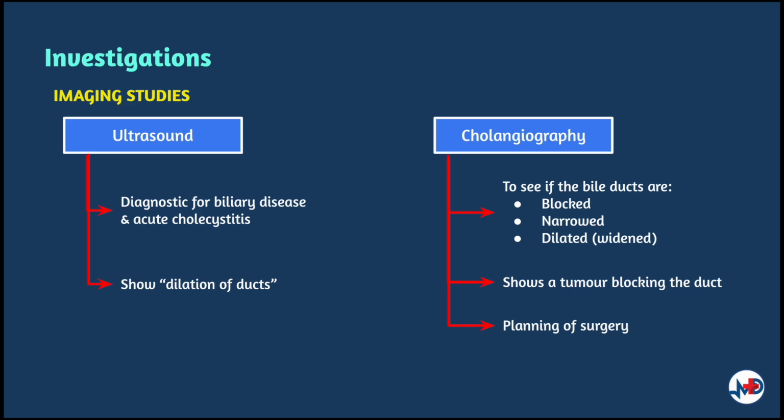You can also do a cholangiography. A cholangiogram is an imaging test that looks at the bile ducts to see if they are blocked, narrowed, or dilated. This can help show if someone might have a tumor that's blocking a duct. It can also be used to help plan a surgery. Other modalities, which are functional modalities such as magnetic resonance imaging and endoscopic retrograde cholangiopancreatography or ERCP, also can be used.